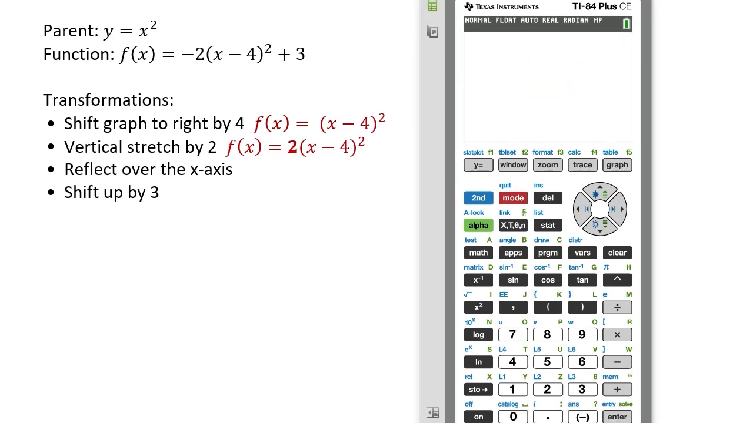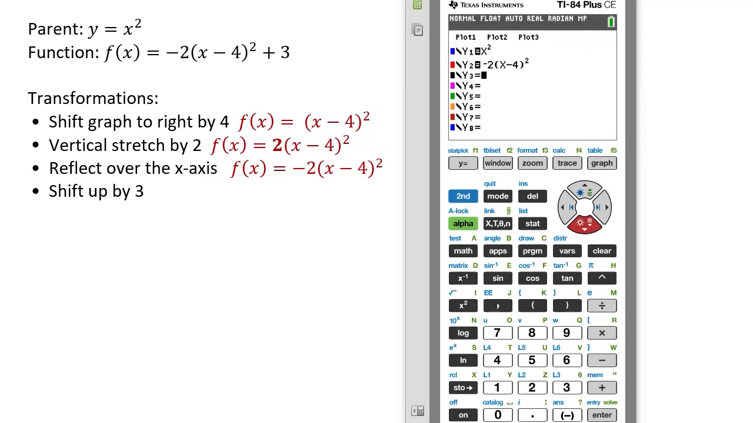So the next transformation is the 2. We're going to multiply 2 times x minus 4 all squared. So if I look in y equals, I've entered that. Again, the parent will be in blue and the transformation will be in red. I expect a vertical stretch to make the graph thinner. So it'll still shift to the right by 4 because we already did that, but now we'll have a vertical stretch by 2, and that's what we see.